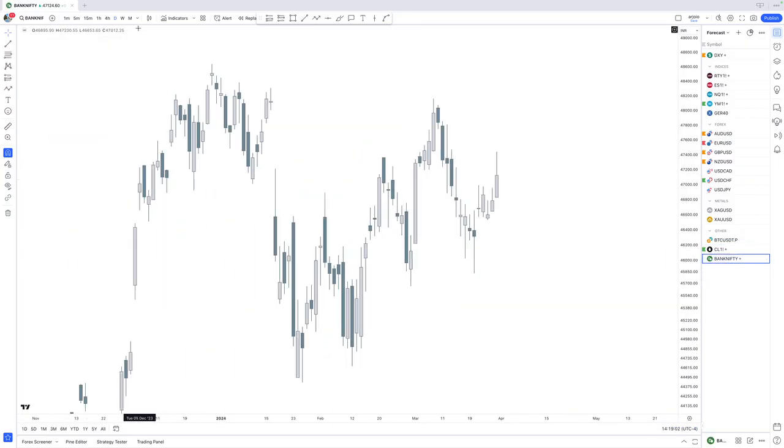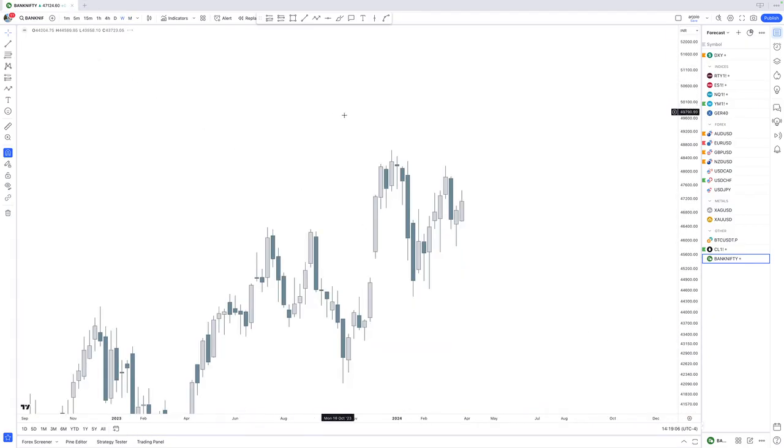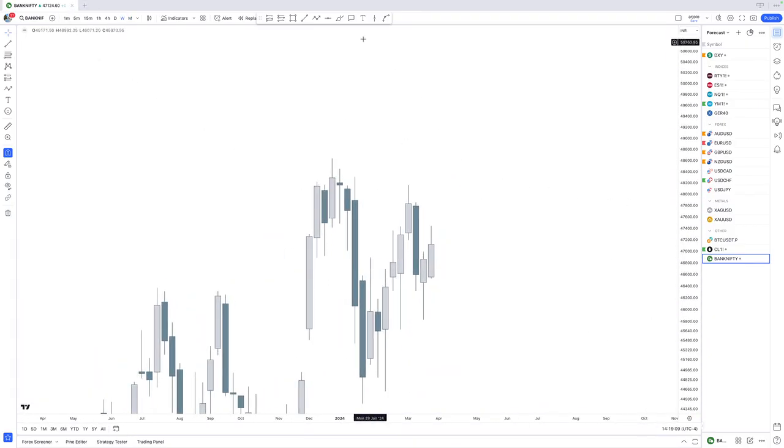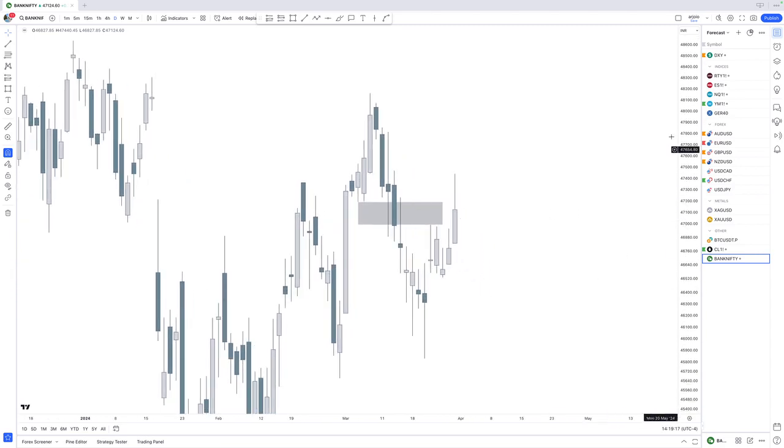Bank Nifty. Let's see really quick. Monthly, what are we doing? Not interesting. Weekly, we have a weekly value gap right there, but we were potentially continuing higher. On the daily, what are we doing? Not interesting. It's very 50-50. Don't like it.